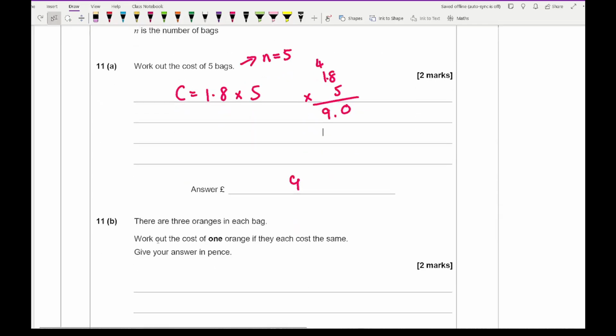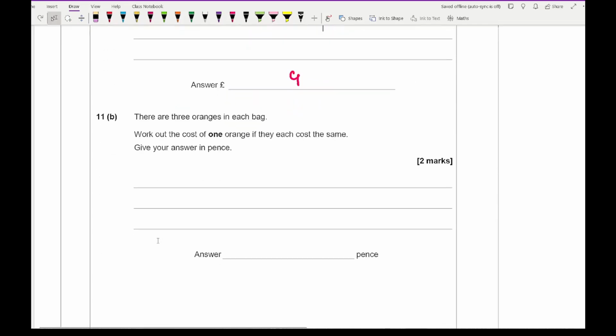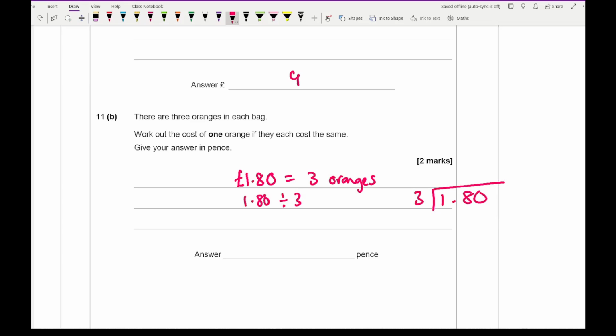Then moving on to question 11b, it says there are 3 oranges in a bag. Work out the cost of 1 orange if they are the same price each. So here we've got £1.80 equals the price of 3 oranges. So if I do 1.80 divided by 3, and again you can either use the bus stop or you can know the answer, which is going to be 60 pence.